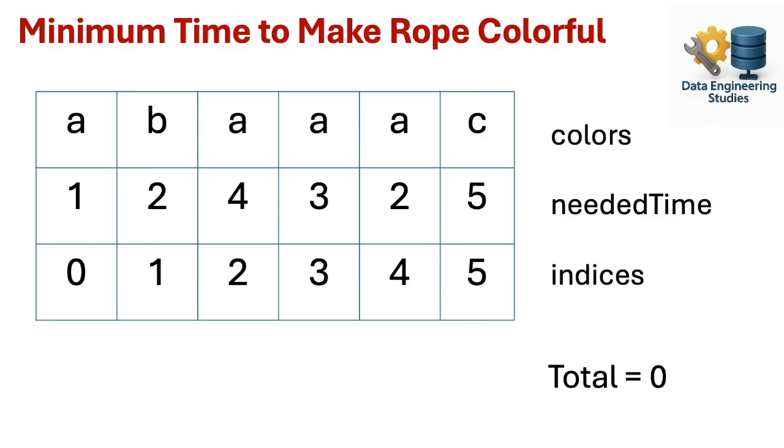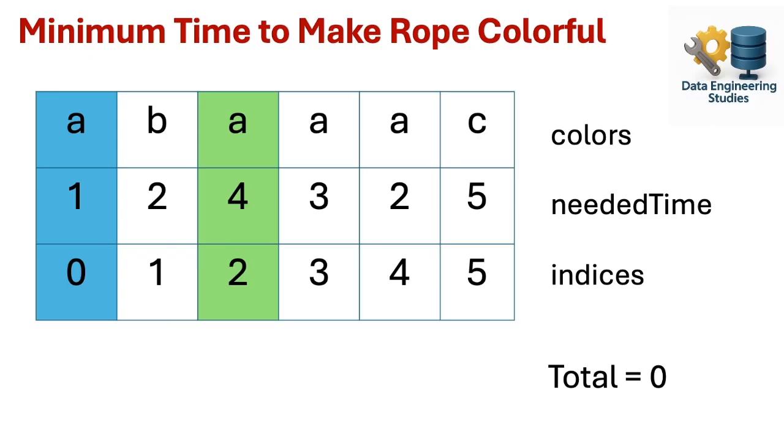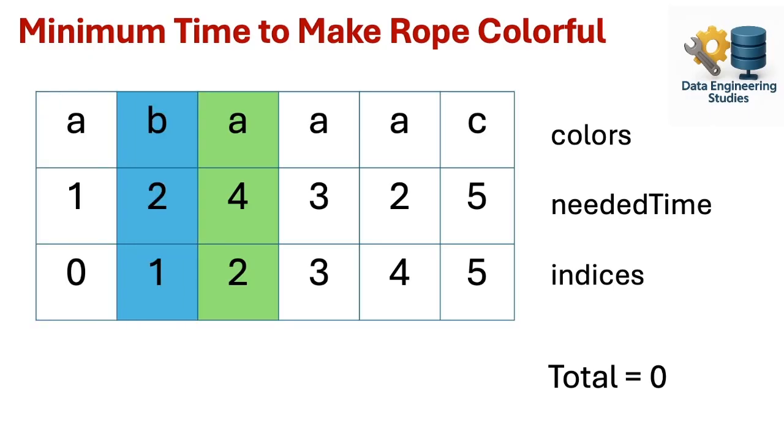As a first step, we have to iterate from the first index and compare with the previous index. In our case, the balloon colors are different. That is, we have A and B. So we don't have to do anything. We will just skip. We will move on to the next index, which is 2, and we will compare with the previous index. In this case also, the balloon colors are different. That is B and A. So we don't have to do anything. We will just skip. We will move on to the next index and we will compare with the previous index.